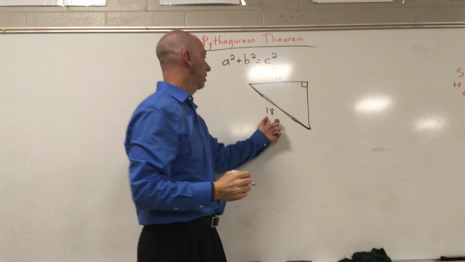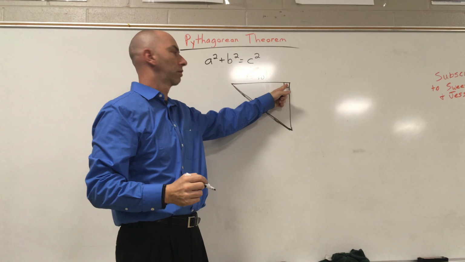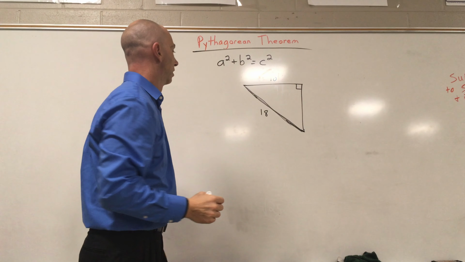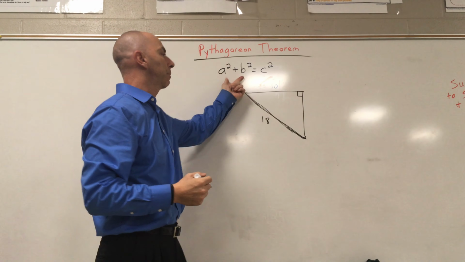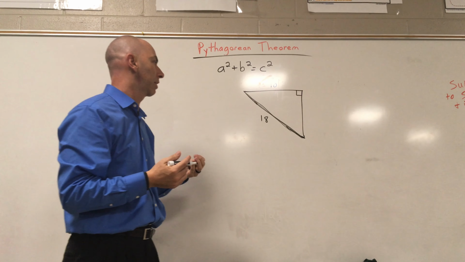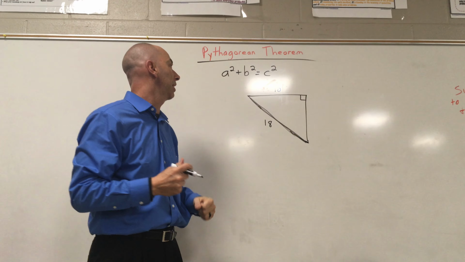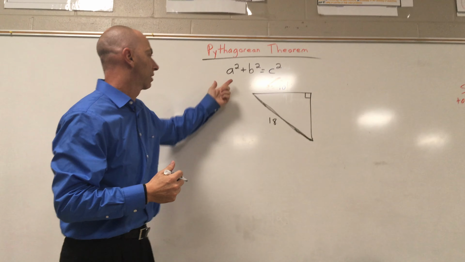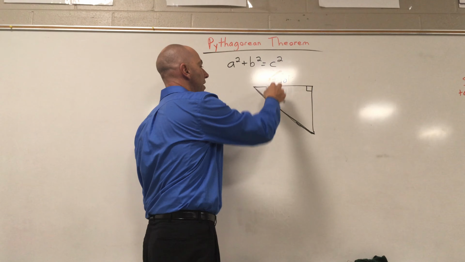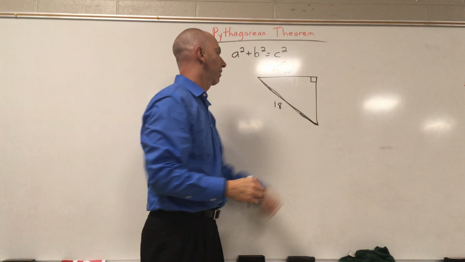And why do we know C is here? Because it's not touching this symbol right here. So now, A and B can be interchangeable. It doesn't matter which one is A and B. So for the rest of your career, you can just say I'm looking for B or I'm looking for A. All right, let's just leave A blank. We've got B, we've got C. We don't have A.